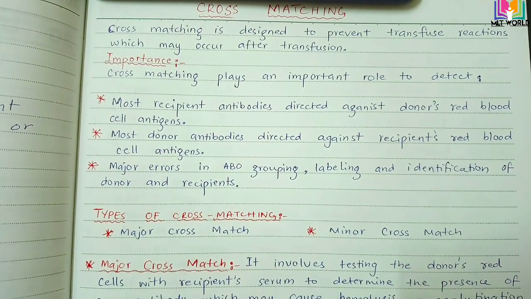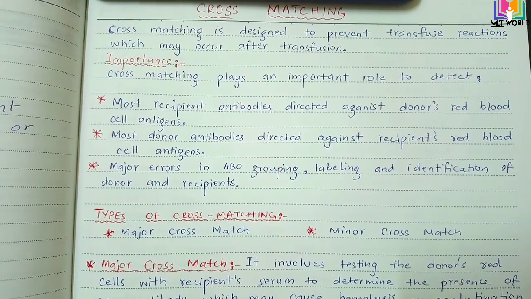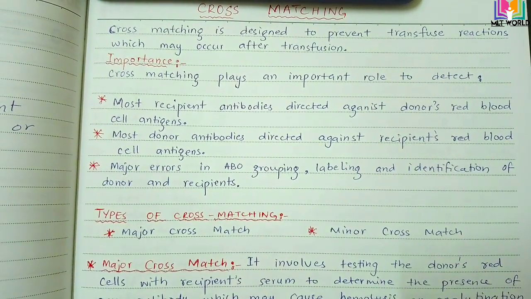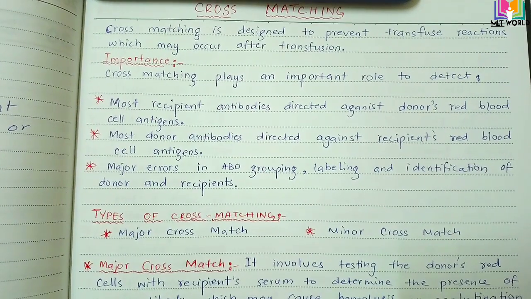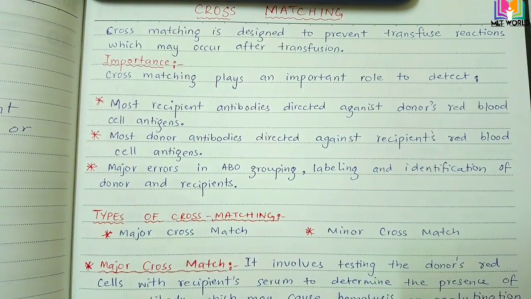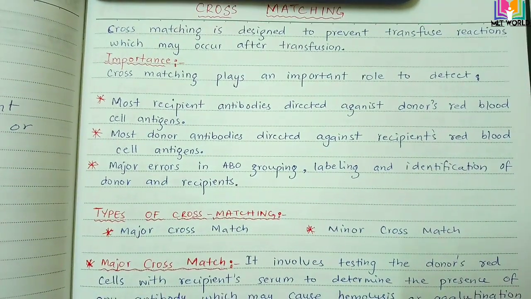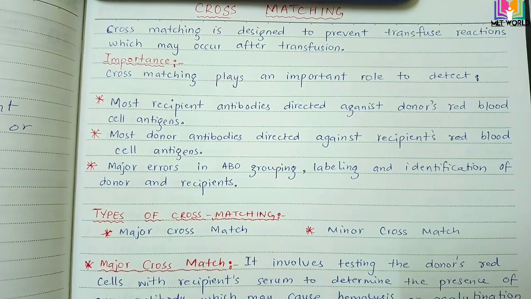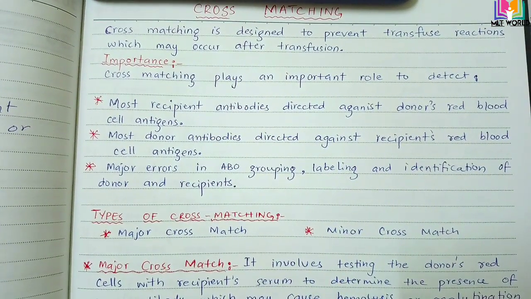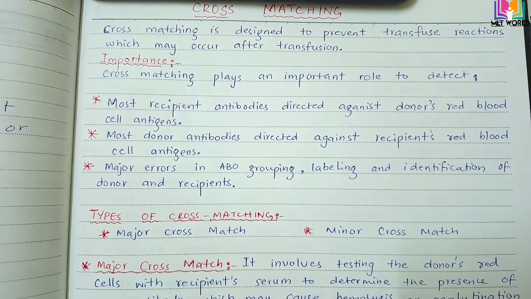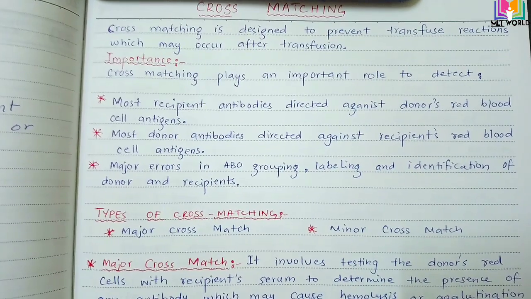So now we will start with cross matching. What is cross matching? Cross matching is part of blood banking. In blood banking we perform the cross matching test. Cross matching is a procedure performed before transfusion of blood or any blood product to detect any serological incompatibilities. Serological means antigen-antibody incompatibilities in the blood of donor and recipient.